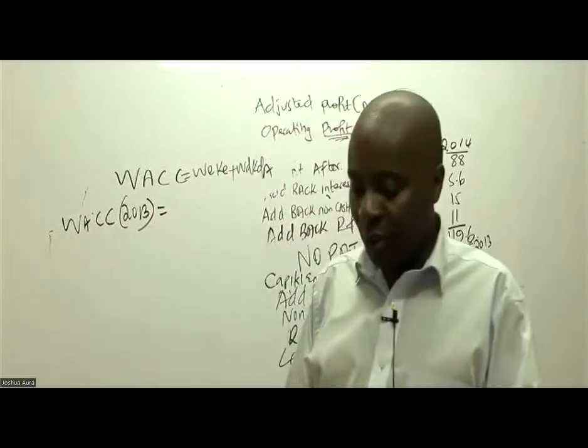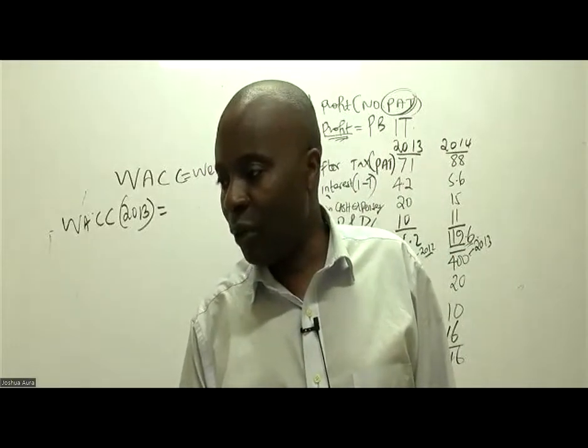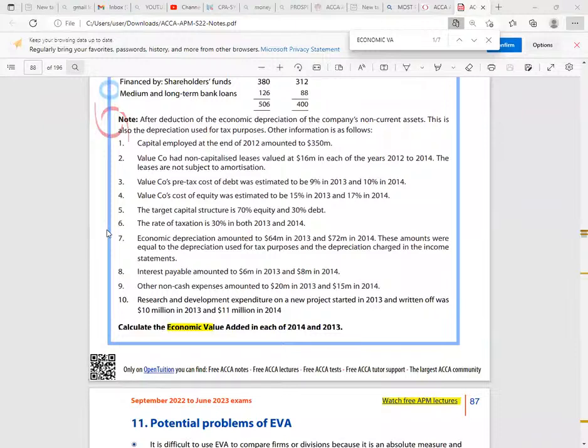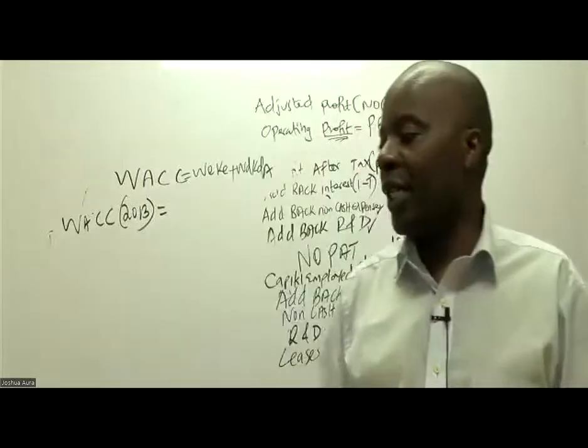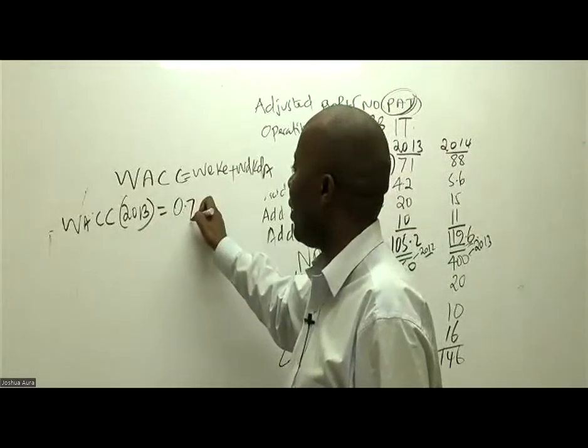Is there somebody who can see the weight of equity in the capital structure? You can see note number 5. They've given us a target capital structure. Equity is 0.7, debt is 30%. So 70% and 30%, 0.7 and 0.3. So the weight of equity is 0.7.